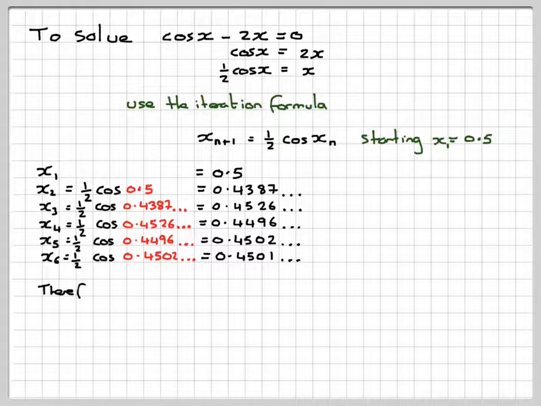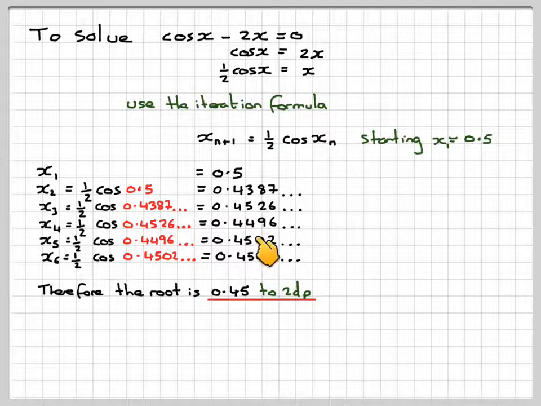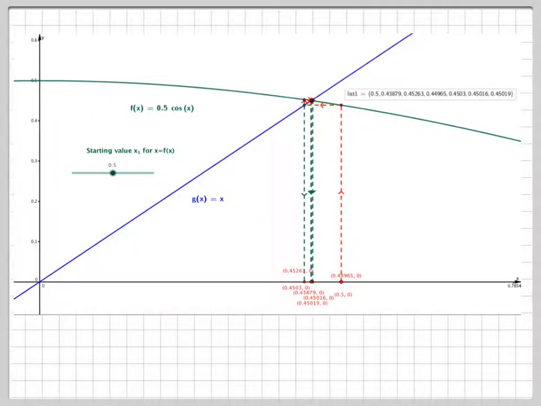0.4501. Therefore, because we've now got agreement here to 2 decimal places, and before that we didn't, the root will be 0.45 to 2 decimal places. Okay, so here's a picture of the iteration formula.